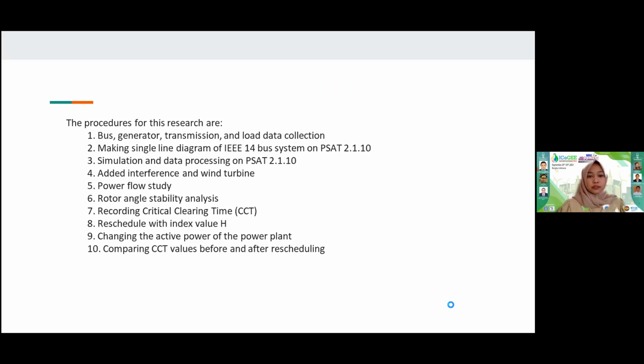The procedures for this research are: 1. Bus, generator, transmission, and load data collection. 2. Making a single-line diagram of the IEEE 14 bus system. 3. Simulation and data processing. 4. Adding disturbance and wind turbine. 5. Power flow study. 6. Rotor angle stability analysis. 7. Recording critical clearing time. 8. Scheduling with index value. 9. Changing the active power of the power plant. And 10. Comparing CCT value before and after rescheduling.